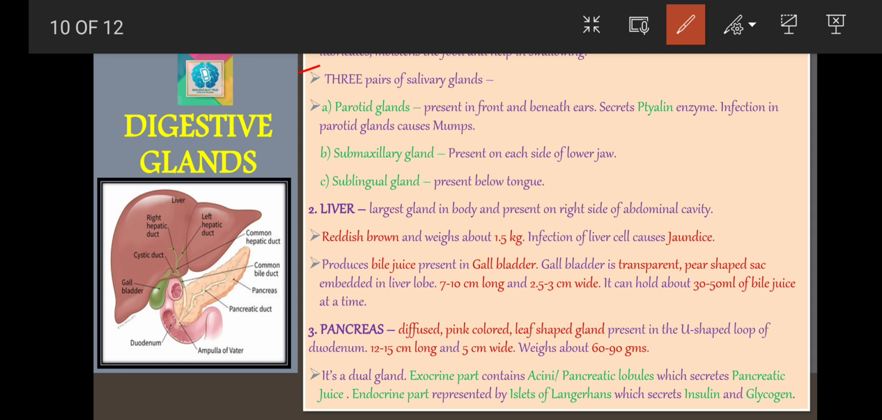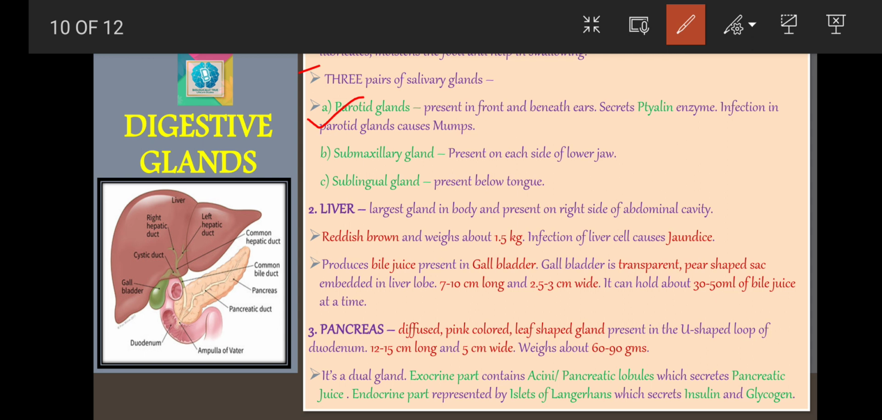In man and most other mammals, 3 pairs of salivary glands are present. The first one is the parotid glands. They are located just in front of and beneath the ears. The amylase enzyme in the saliva, that is ptyalin, is secreted by the parotid gland only. Infection of the parotid gland causes inflammation and swelling of these glands, and a disease termed mumps is caused by this.